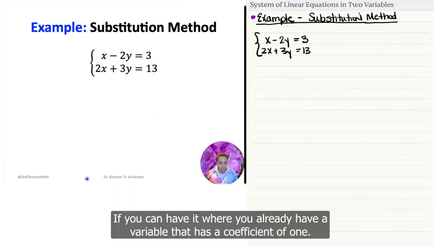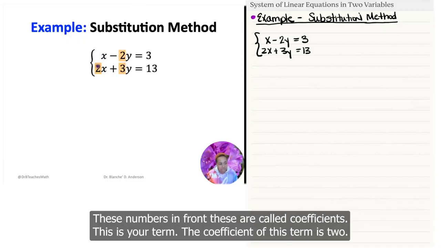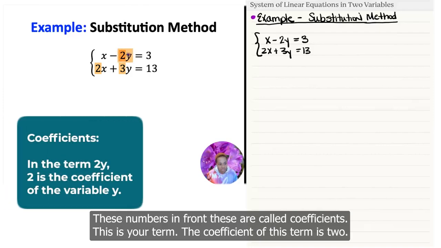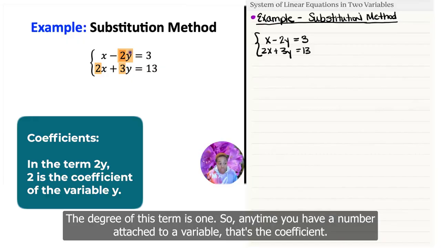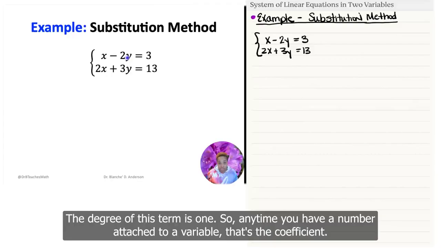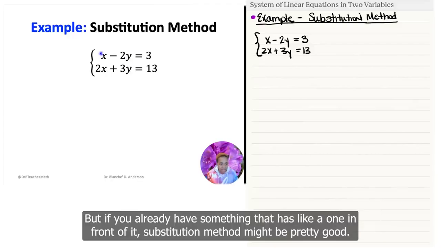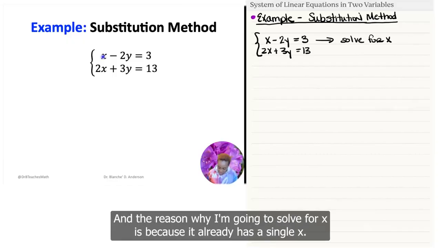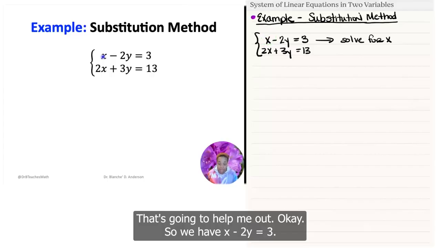If you can have it where you already have a variable that has a coefficient of 1, these numbers in front, these are called coefficients. This is your term. The coefficient of this term is 2. The degree of this term is 1. So anytime you have a number attached to a variable, that's the coefficient, okay? But if you already have something that has like a 1 in front of it, substitution method might be pretty good. So what I'm going to do, I'm going to take this equation here and I'm going to solve for x. And the reason why I'm going to solve for x is because it already has a single x. That's going to help me out, okay?